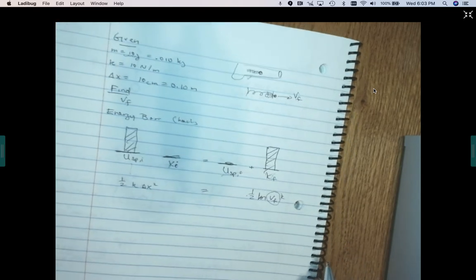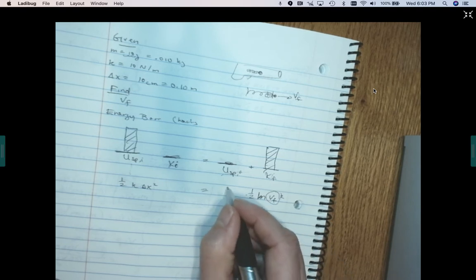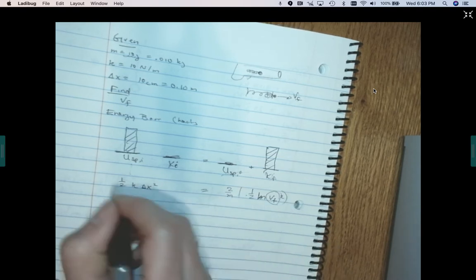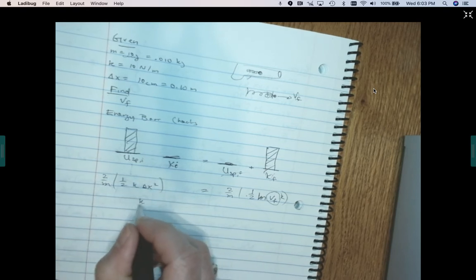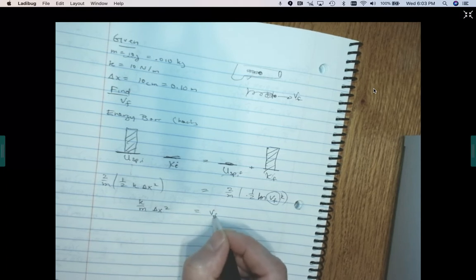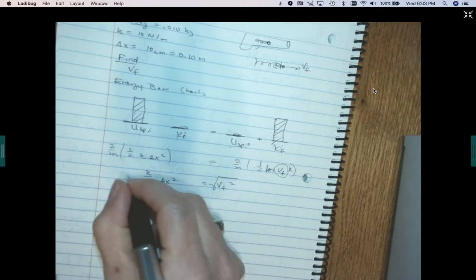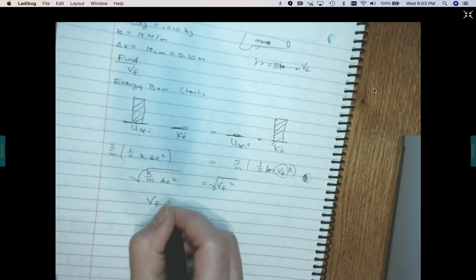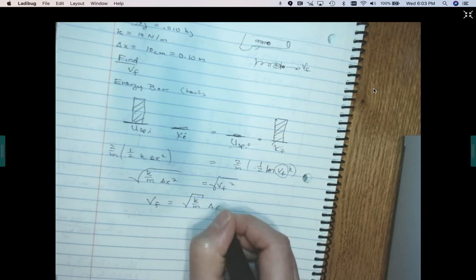So we do our algebra first. We multiply both sides by 2 and divide by m. So 2 over m, 2 over m. And we get k over m delta x squared is v final squared. And then take the square root of both sides. So v final is the square root of k over m times delta x squared.